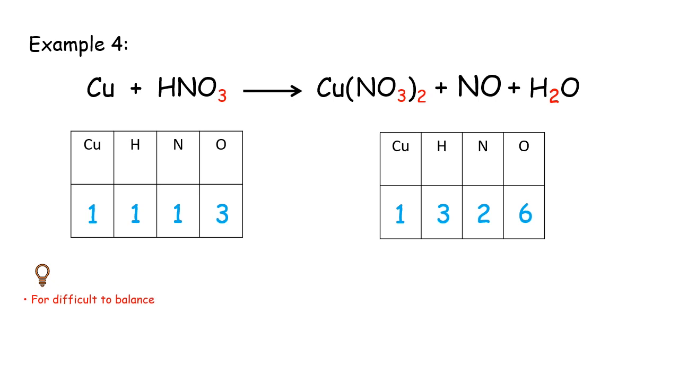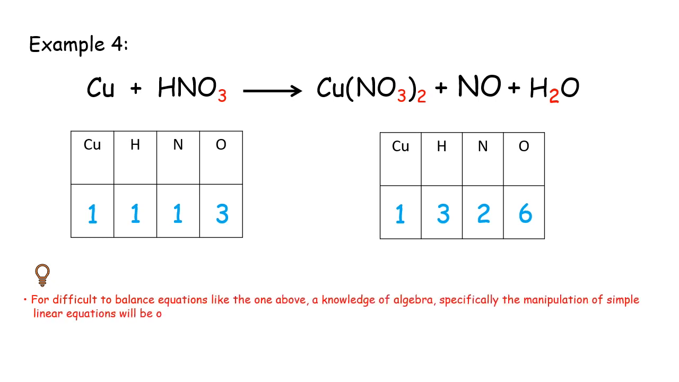For difficult to balance equations like the one above, a knowledge of algebra, specifically the manipulation of simple linear equations, will be of great help. By following a few simple steps, we can balance most if not all of the chemical equations, including the extremely difficult ones. Initially, the whole process can be daunting, but the more you practice, the easier it gets and the faster you get at doing it. This approach works well when dealing with difficult to balance chemical equations, and is actually faster than the traditional approach of trial and error when dealing with these kinds of chemical equations.